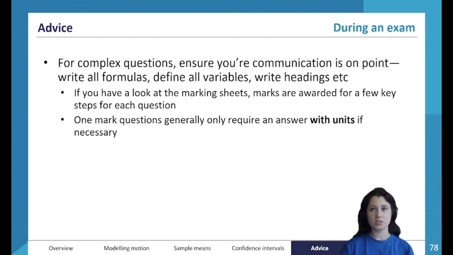For complex questions, make sure you're communicating everything. You don't want to lose communication marks: writing headings, writing all the formulas, defining all your variables, that kind of thing. Make sure that you're also looking at how many marks a question is worth. If you're looking at a question and you've got a whole page of working and it's worth 3 marks, you know you're going down a rabbit hole a little bit and it was probably a lot simpler. So always think about whether the amount of work you've done matches up to the amount of marks that it's worth.